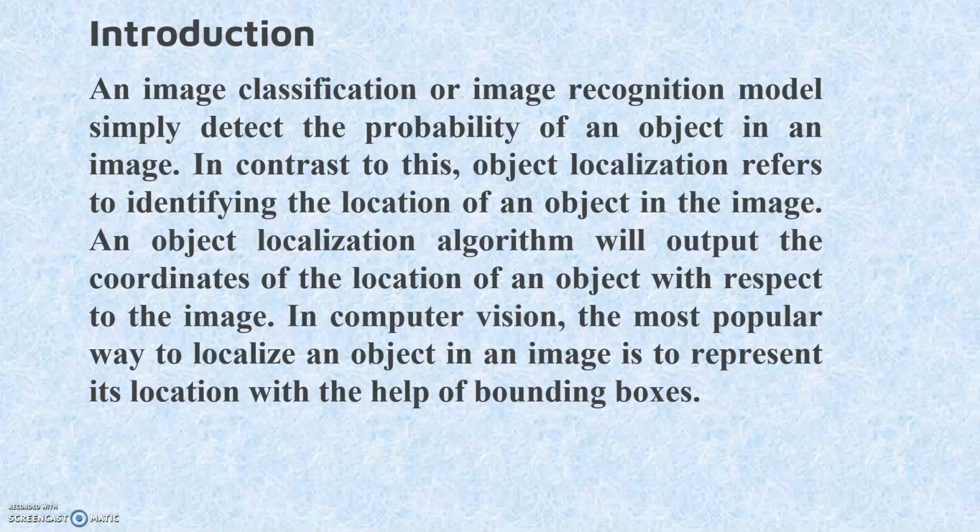Image classification or image recognition is calculating the probability of an object within the image, and object localization refers to identifying the location of the object in the image. Basically, an object has different properties like color, texture, and enclosure. In this model, all these properties are extracted and classified to recognize the object.